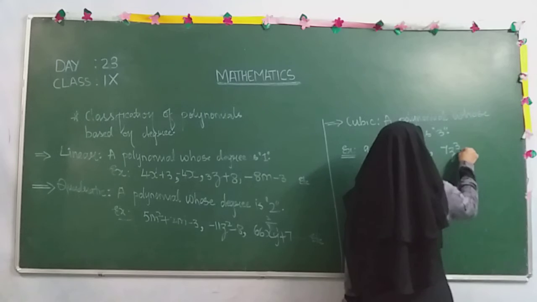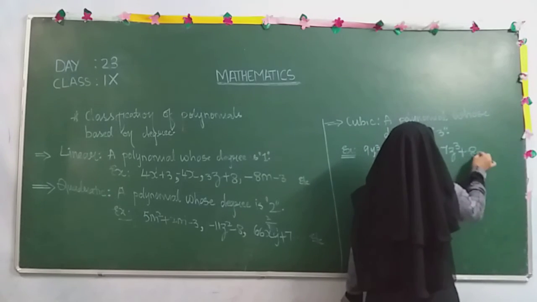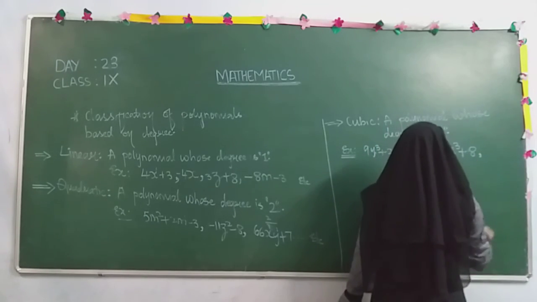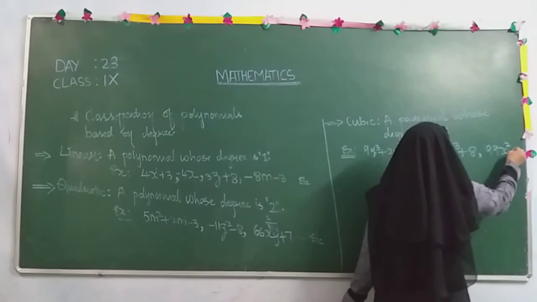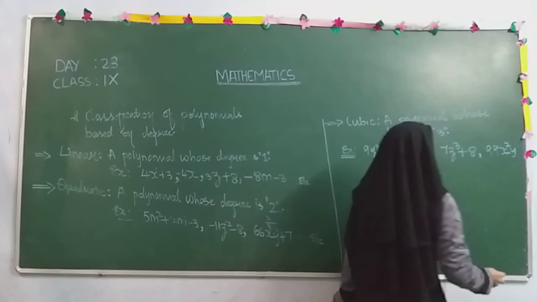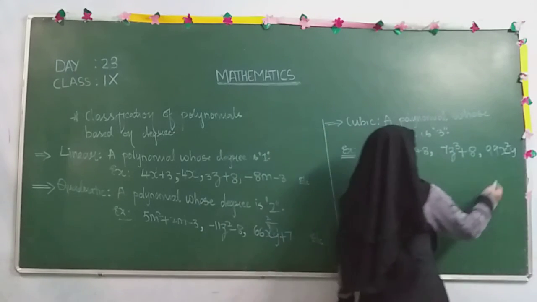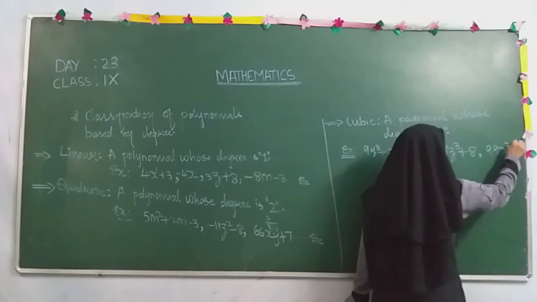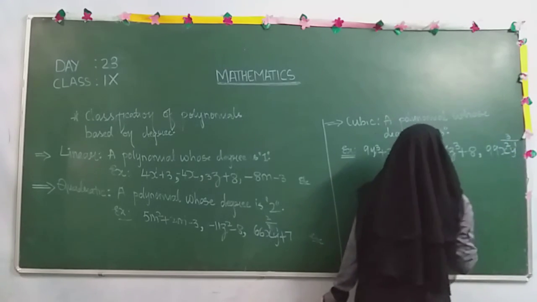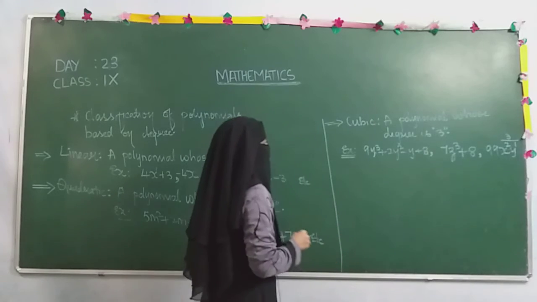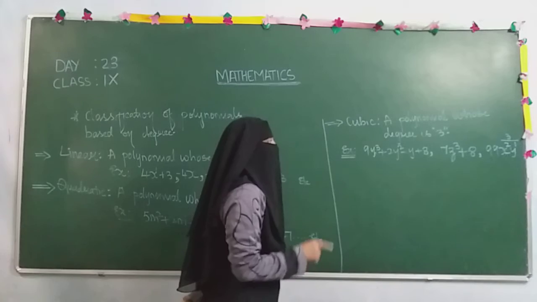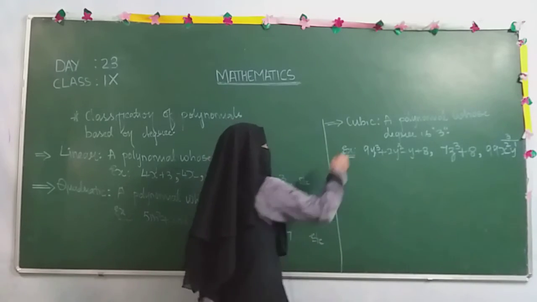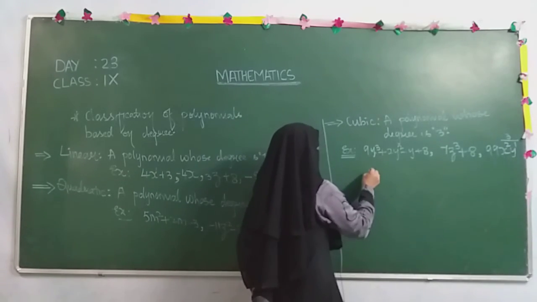Seven z cube plus 8. Only 2 terms are there. Then 99 x square y. This is also cubic. Why? Because I said we need to check powers. Here there is no power on y, so 1. Again this 2 plus 1 is nothing but 3. So the degree of that polynomial is also 3. Terms are only 1 term, but we need to focus on the degree. The degree is 3, so it is a cubic polynomial.